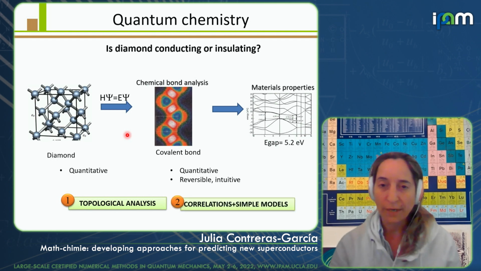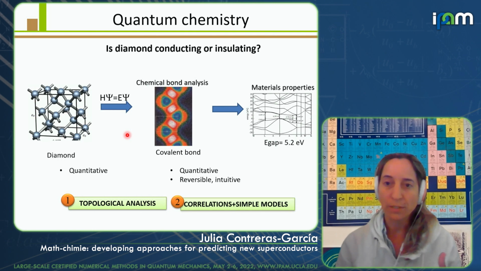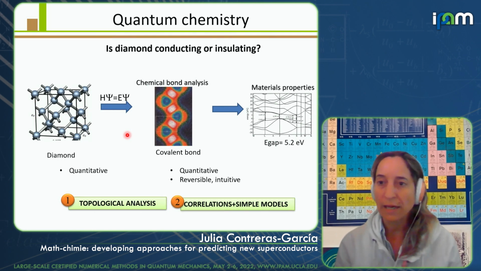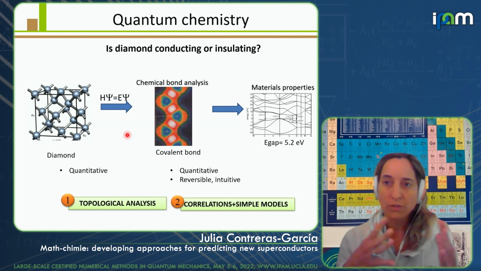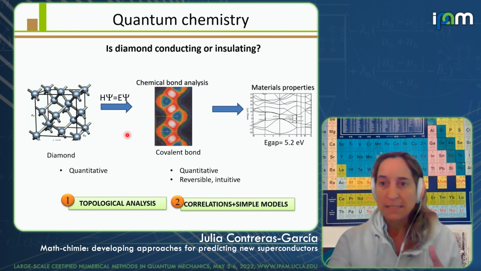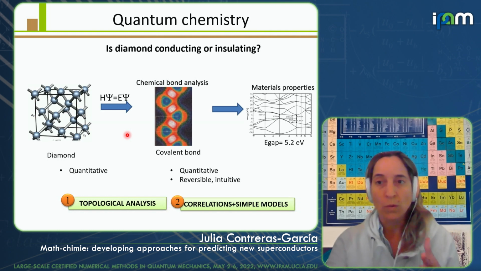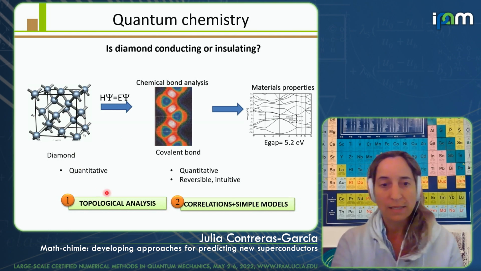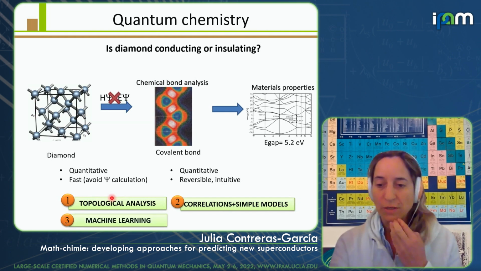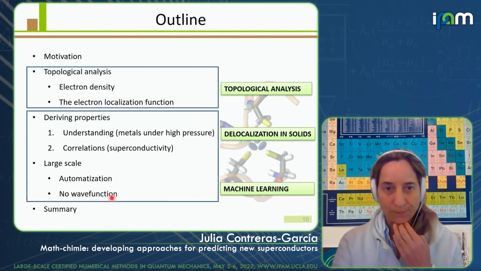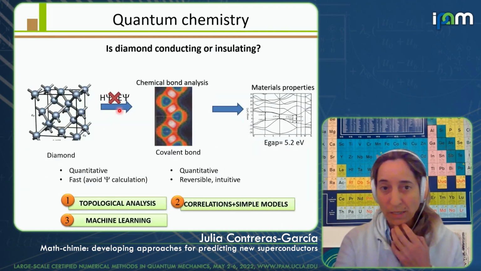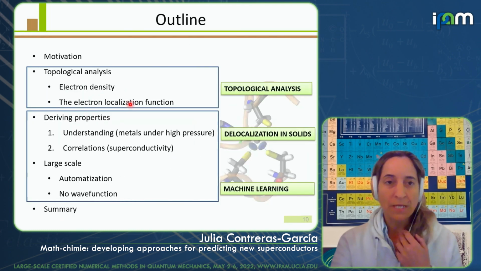And we will need to have a quantitative link between this bond and the property. So we will need correlators or simple models from this bond to the material property. If we actually really want to go to high throughput, we also need to make this part here pretty fast, which is not necessarily the case. And for that, we can use machine learning, as I will show by the end of the talk. This actually means we will avoid the wave function calculation.